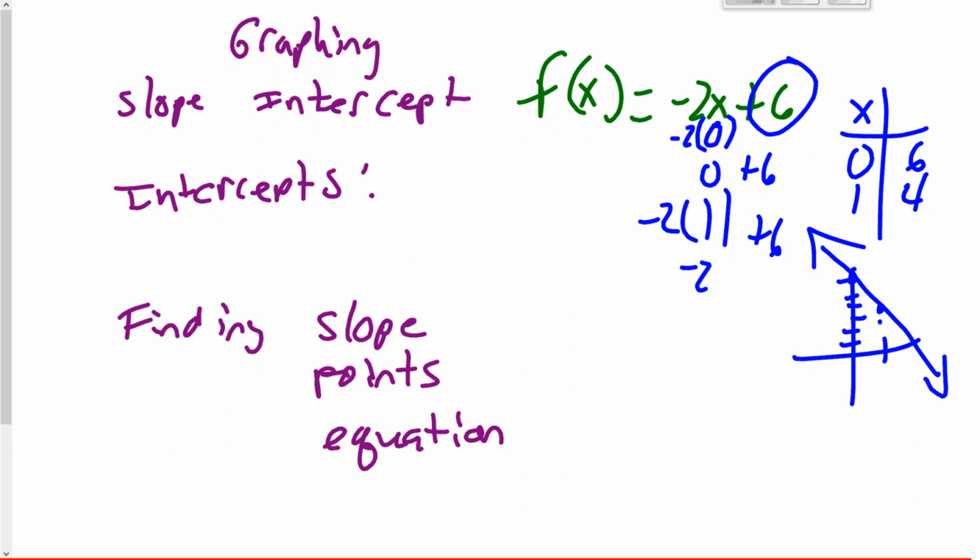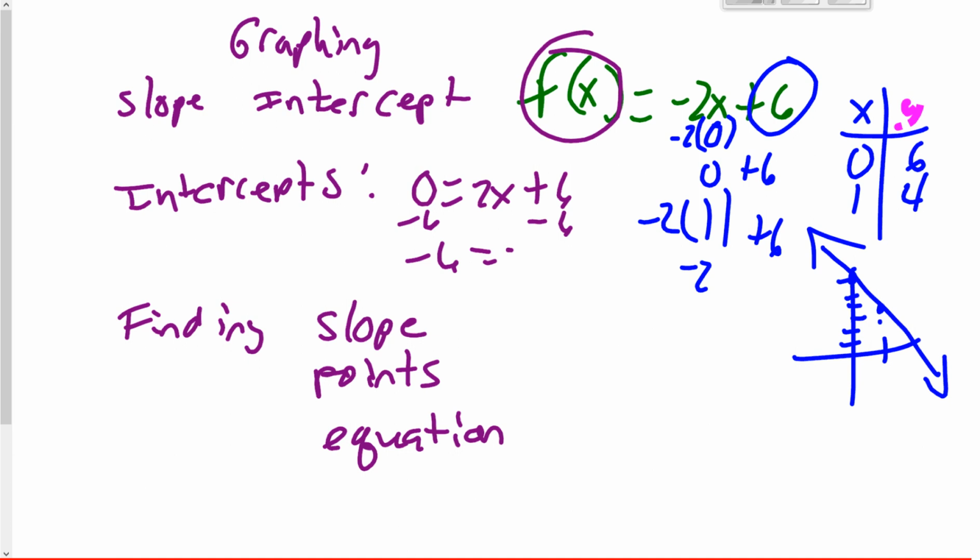Another way is to find your intercepts, like I said before. Plug in 0 for x and find out what your y is. Once you have your y-intercept, you can find your x-intercept by plugging in 0 for y, which is f of x. So 0 equals negative 2x plus 6, and I could solve this one. Subtract 6, divide by 2, so x equals negative 3.